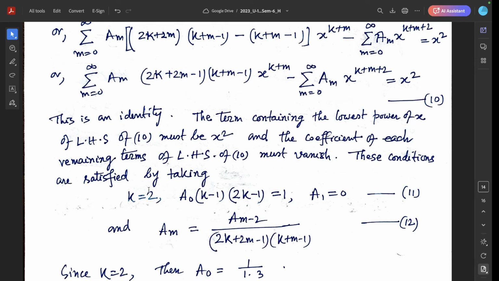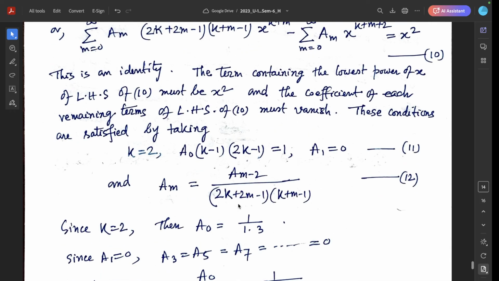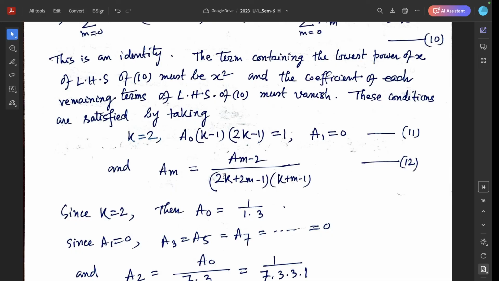So we have this 11 and 12, these conditions, and when k equal to 2, then a0 equal to 1 by 1·3. Put in k equal to 2. And since a1 equal to 0, from this recurrence relation 12, we get a3, a5, a7 are all equal to 0.